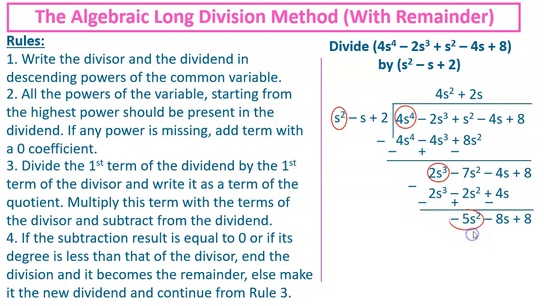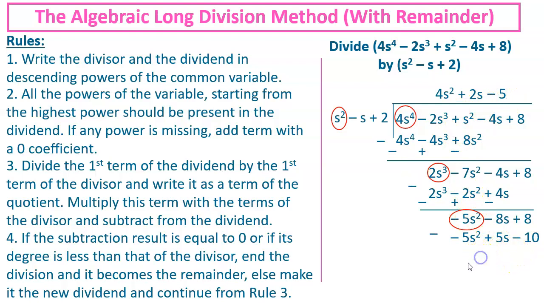This is the new dividend, and its first term we divide by the first term of the divisor. So minus 5s to the power of 2 divided by s to the power of 2 gives us the third term of the quotient as minus 5. And by minus 5, we multiply all three terms of the divisor. So it is minus 5s to the power of 2, plus 5s, and minus 10.